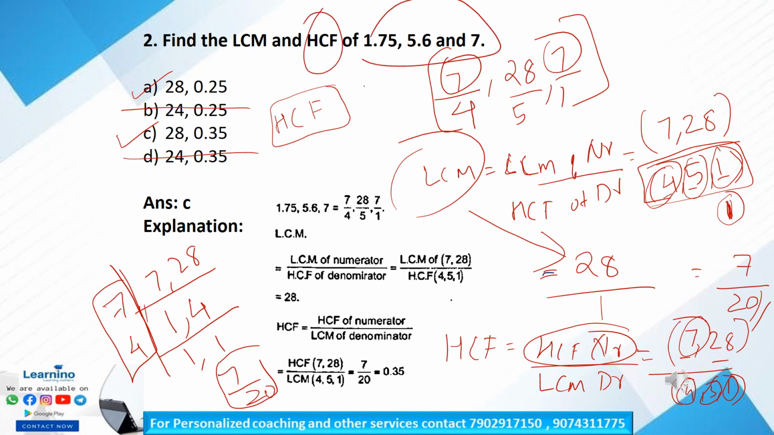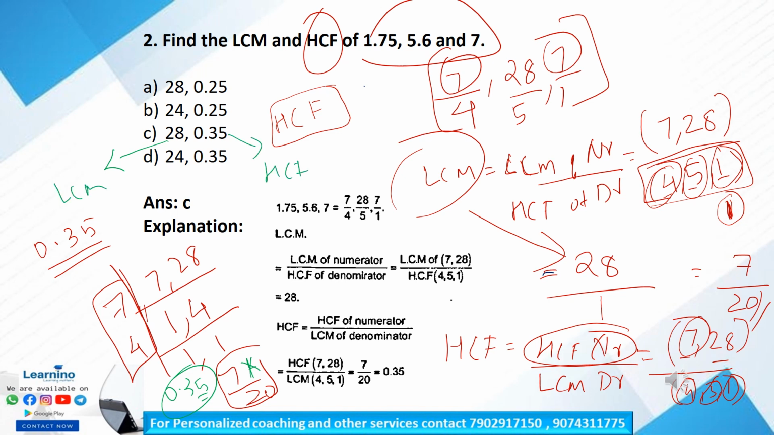What is 7 by 20? It is 0.35, right? So our answer is option C. 28, 0.35. Since 7 by 20 is equal to 0.35, our HCF is 0.35 and our LCM is 28. So our final answer for this fraction is 28, 0.35. This is the LCM and this is the HCF.